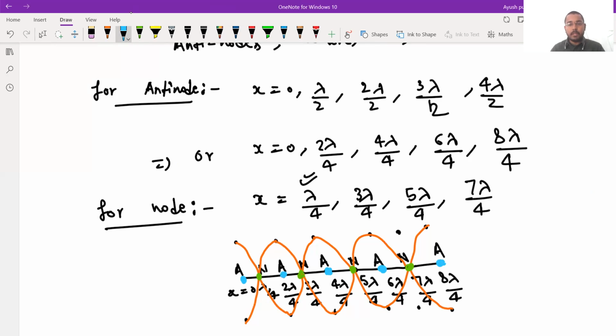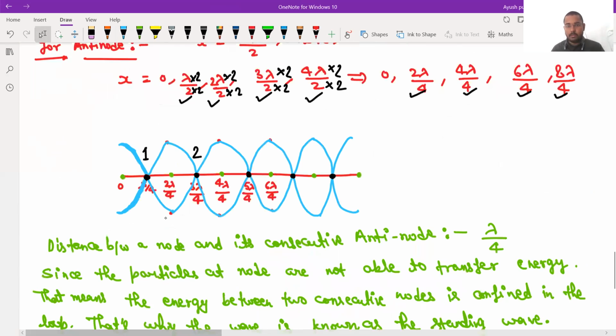A clearer picture will be in the original slide, so let's move to the original slide. The picture will look something like this. Now, a very interesting point will come from this diagram. The interesting point is the distance between two consecutive nodes. This is the first node, which I have called 1, and this is the second node, which I have called 2, drawn in black.